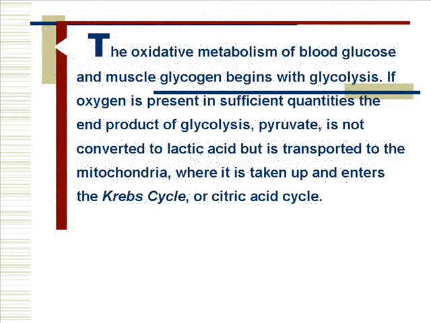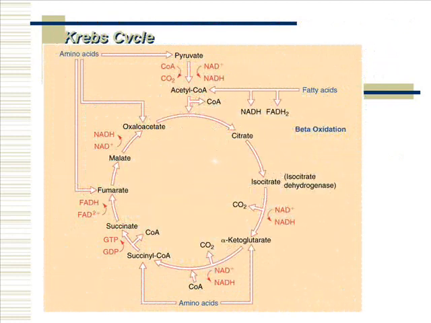So the entrance of a carbohydrate is going to begin with either glucose or glycogen, and that's what we talked about with glycolysis. When oxygen is present in large enough quantities, the end product will be pyruvate, and it gets sent off into the Krebs cycle, also known as the citric acid cycle. And then we'll look at a pictorial in a second to see what happens.